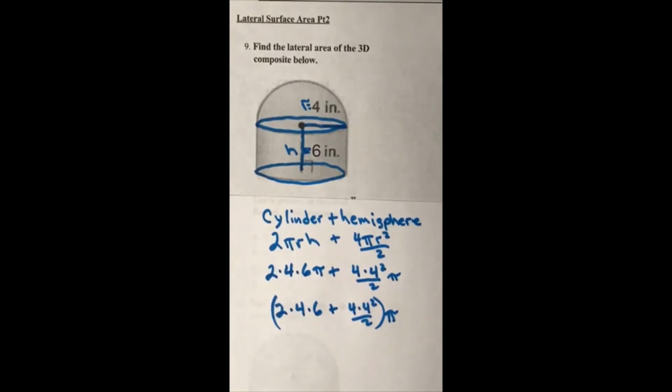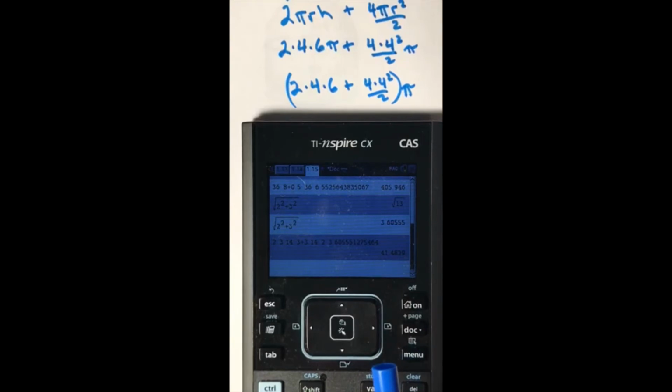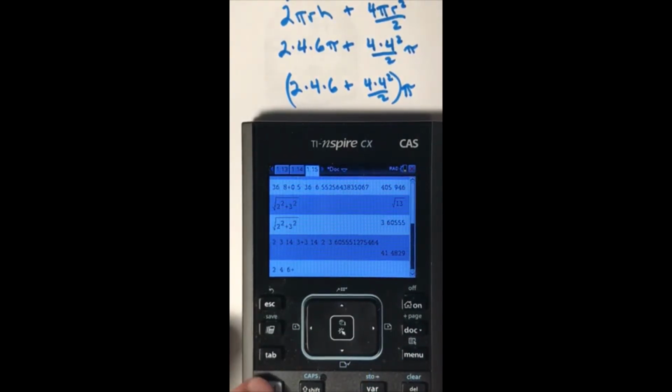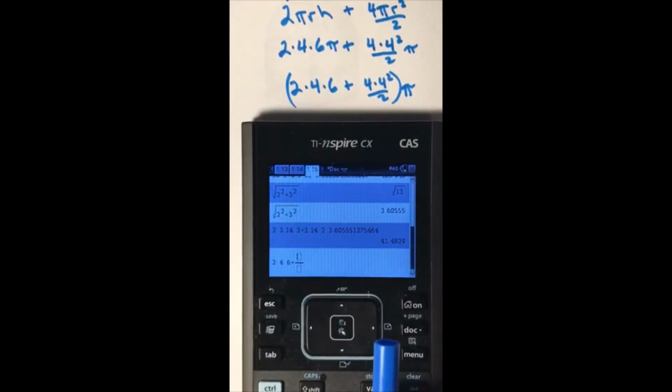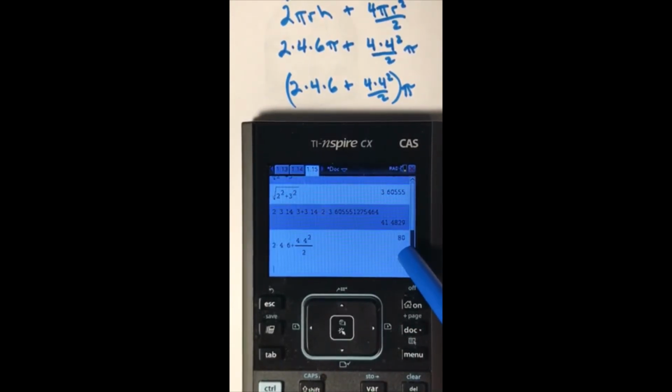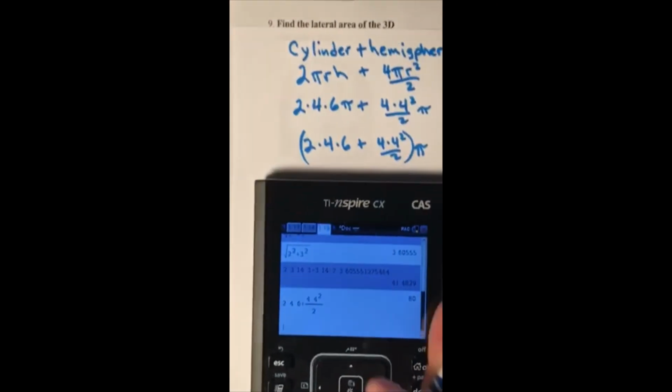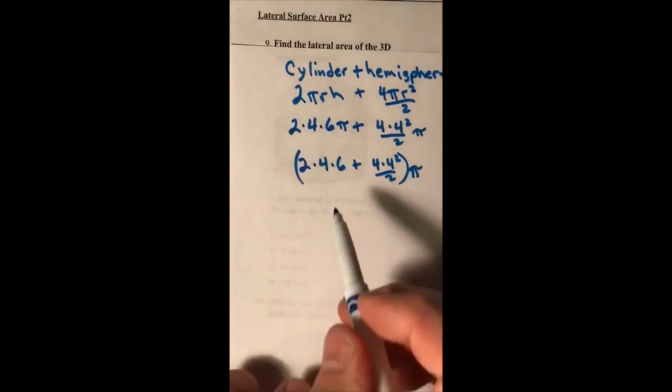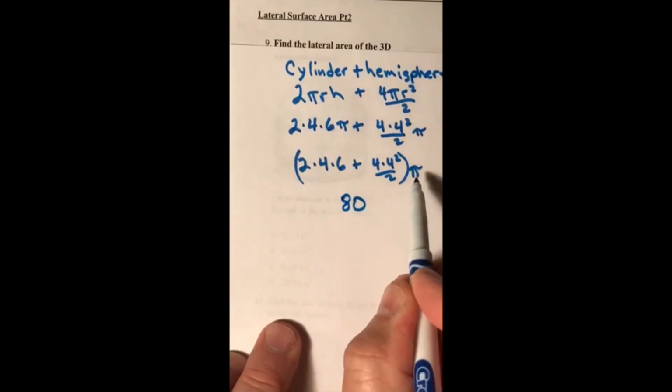So go to your calculator to put 2 times 4 times 6 plus, do the control divide. Remember, press the control and the divide to get your fraction. 4 times 4 squared on top, and then 2 on the bottom, and just press enter. Now that right there is everything inside the parentheses. So 80, and then bring in the pi.